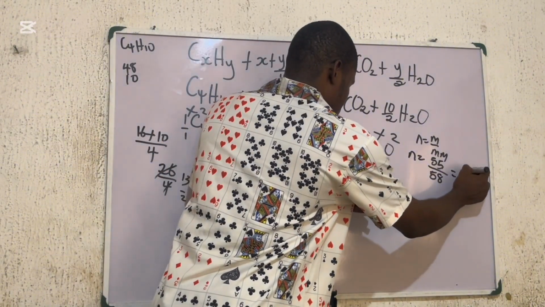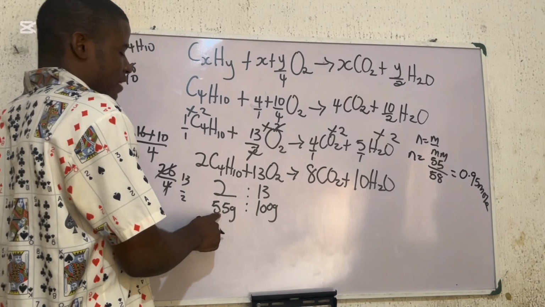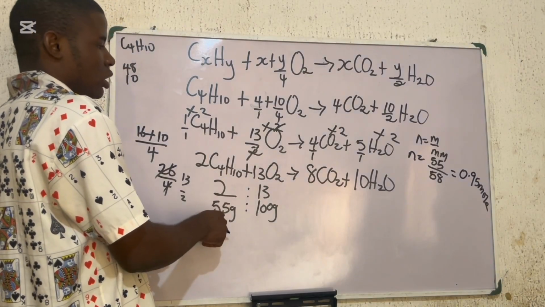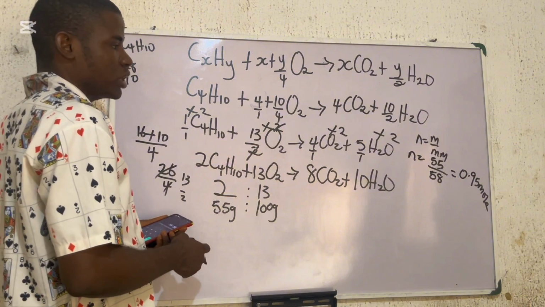And the number of moles I got is 0.95 mole. So that's the 55 gram of butane they gave us. It also means 0.95 mole of butane.